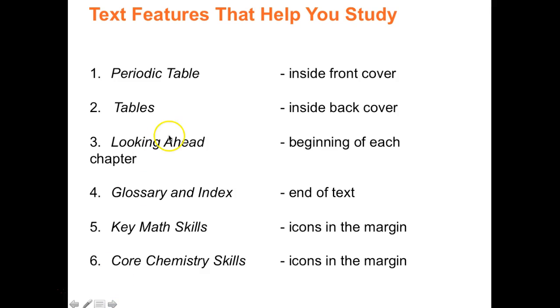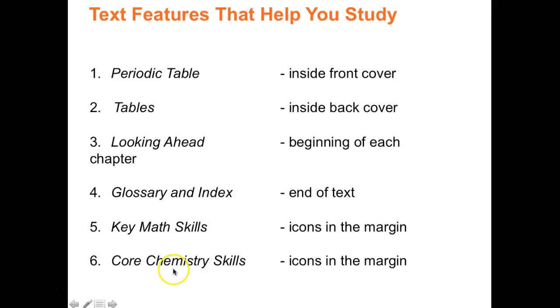Some of the things that you might find helpful in your textbook are the periodic table on your inside front cover. In the back cover there are useful tables of information. And then some of the things that they have in this edition are the looking ahead chapter, where you'll get an explanation of what to look for in the upcoming chapters. The glossary and index are good as a quick reference.